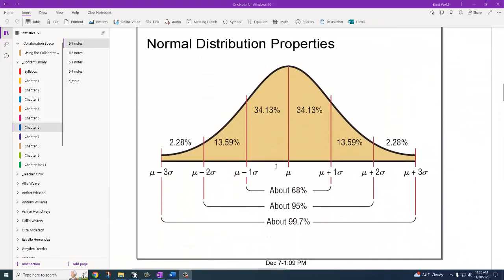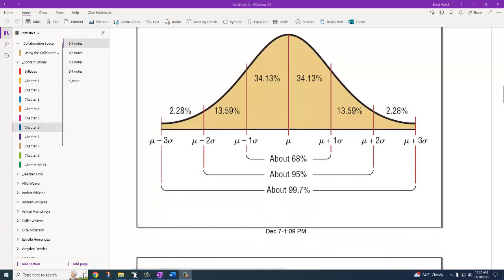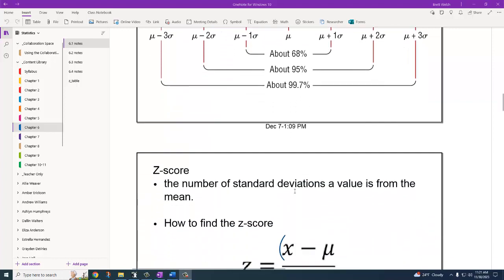In a normal distribution, if the mean or the average is right in the middle, you get about 68% within one standard deviation, meaning you can move to the right one or to the left one. So above or below the mean, one standard deviation, you get about 68%. 95% if you go to the second standard deviation, and about 99.7% if you go out to the third standard deviation. So anytime you go past the third standard deviation, which goes on infinitely forever, you're really talking about a very, very small portion of the population.